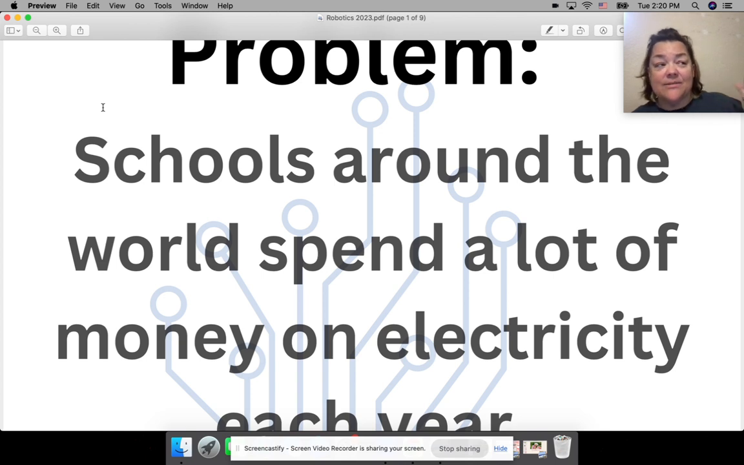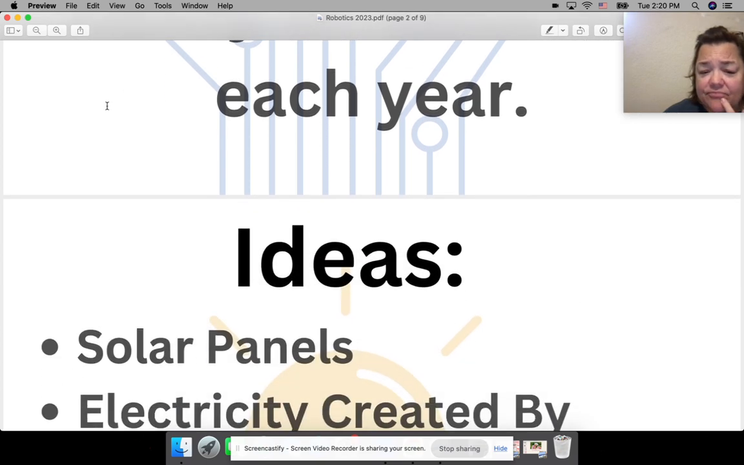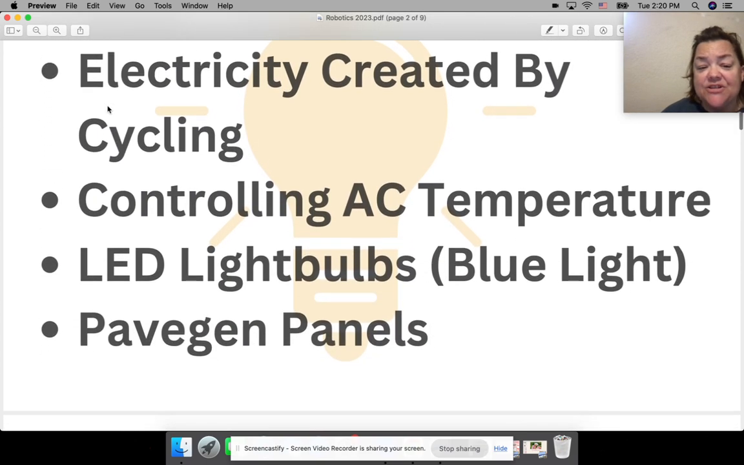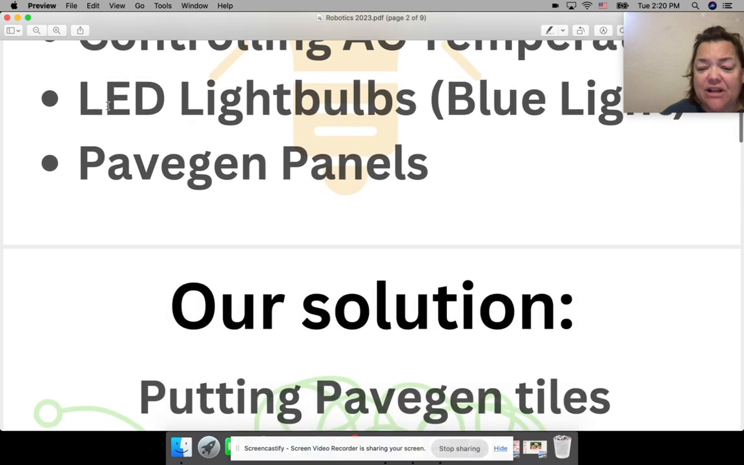But they did find some options that you can put over cars. I'm like, hey, that's even better. I can park underneath that, keep my car cooler. But as the research happened for this, they found a way that we could use these new panels that were coming out. These were some of the other ideas that they found, but Pavagen panels is what they went with.